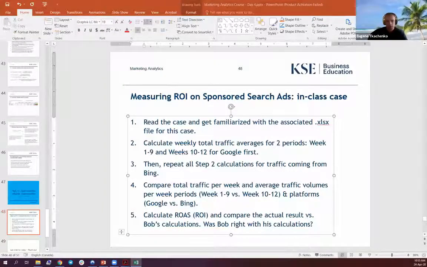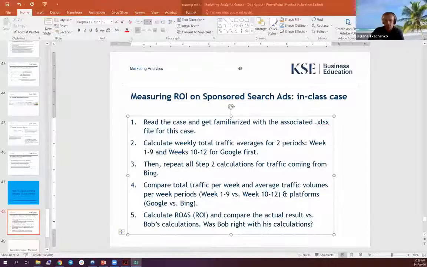Okay, guys. How many of you were able to calculate the average traffic volumes for both Bing and Google for two separate time periods, week 1 till 9 and week 10 to 12? Just a thumbs up so I can see it. Okay, so what do you see? What's the trend you're observing? Is the traffic going upwards or downwards, increasing or decreasing? I'm talking about the period of weeks 10 to 12 versus the period of weeks 1 till 9. Decreasing. Okay, I'm starting to see some answers.